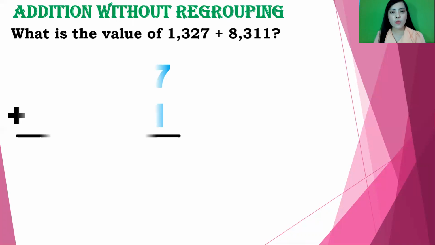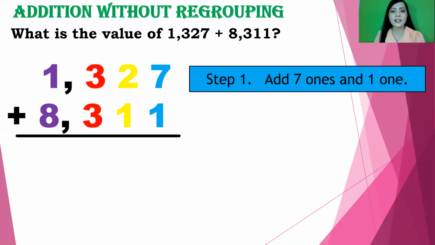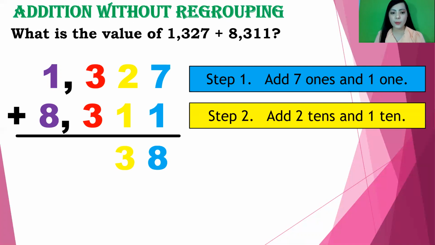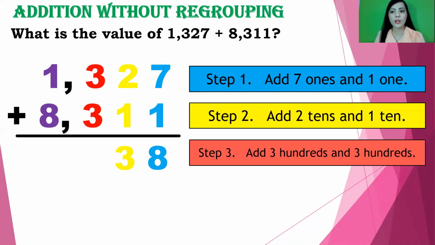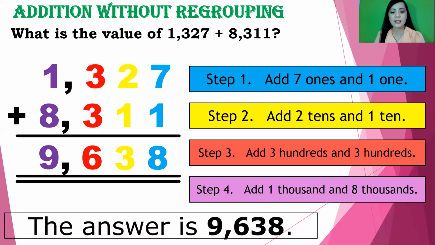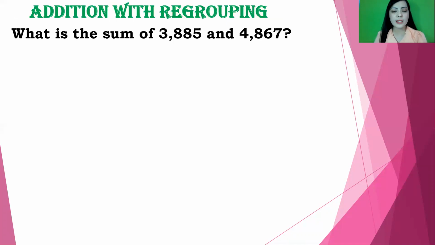Next, what is the value of 1,327 plus 8,311? All right, 7 plus 1 is equal to 8. 2 plus 1 is equal to 3. 3 plus 3 is equal to 6. 8 plus 1 is equal to 9. There you have it. It's very easy. So the answer is 9,638.